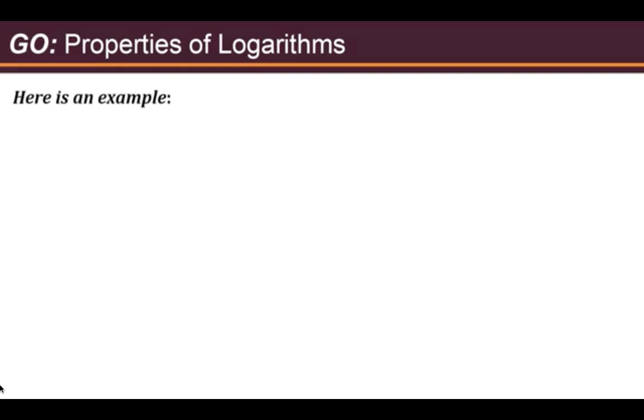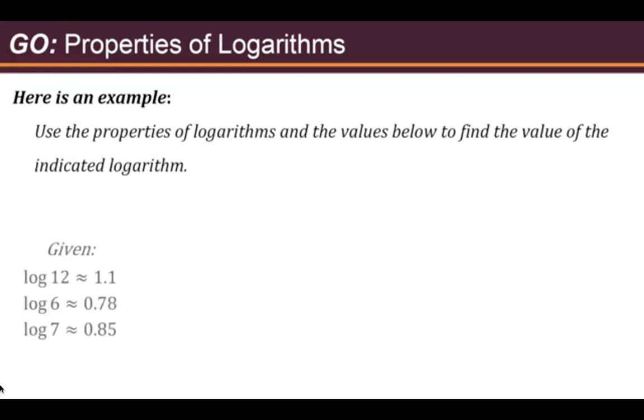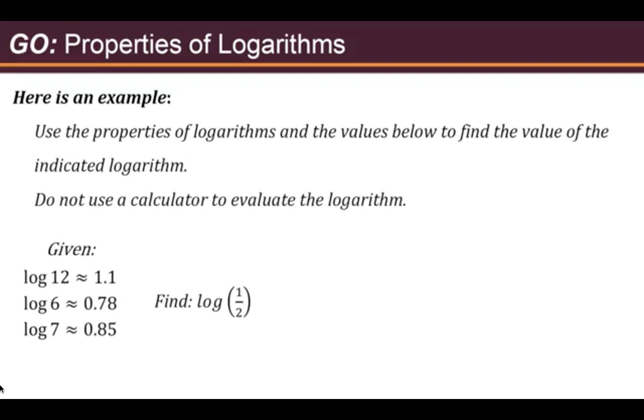Here's an example. Use the properties of logarithms and the values below to find the value of the indicated logarithm. Do not use a calculator to evaluate the logarithm. We are given log of 12 equals 1.1, log of 6 equals 0.78, and log of 7 equals 0.85. To find log of 1/2, we could start by rewriting the logarithm using the log of a quotient property. However, then we would have to know the logarithm of 2. Instead, let's consider an equivalent fraction related to the logarithms given to us.